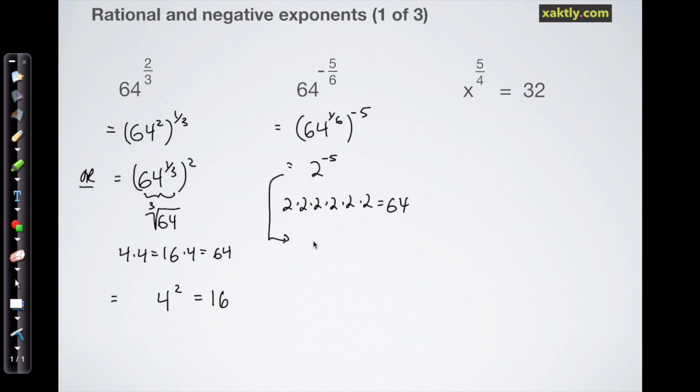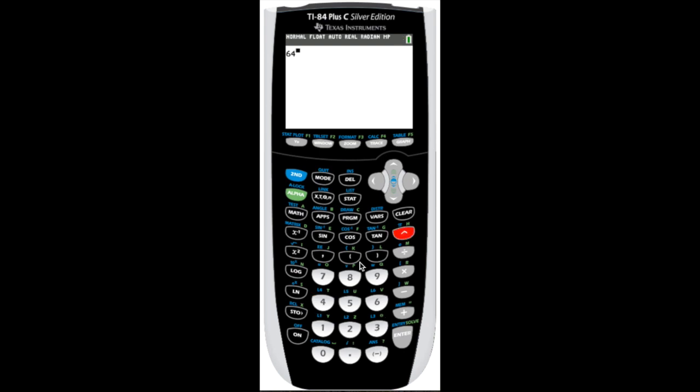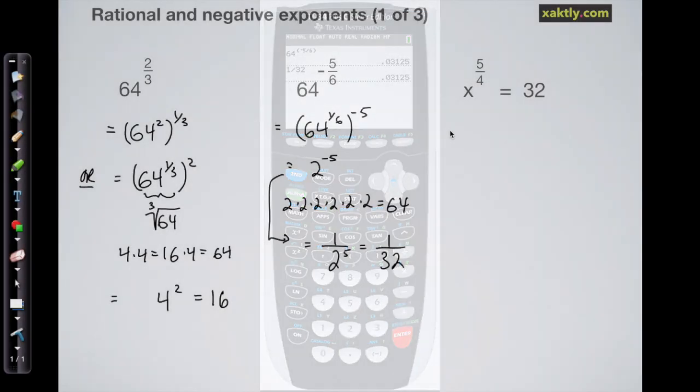So the 6th root of 64 then is going to be 2. So we can write this as 2 to the -5th, which is 1 over 2 to the 5th, which is 1 over 32. And you can check that on your calculator too. 64 to the -5/6 is something like 0.031, and if you just check that against 1/32, that's 0.031 also. So that's the same thing.